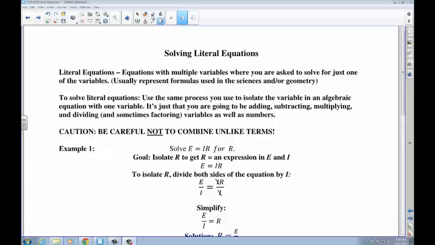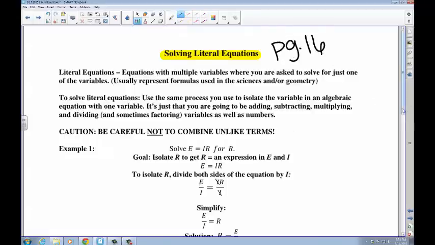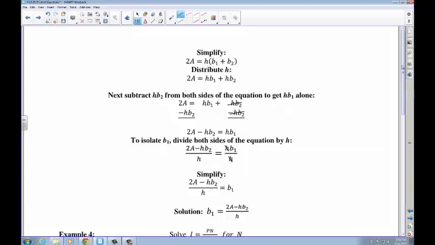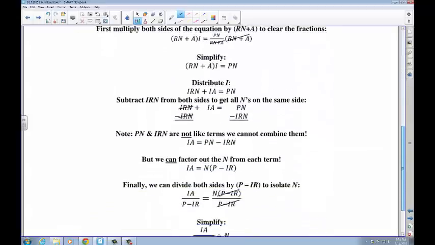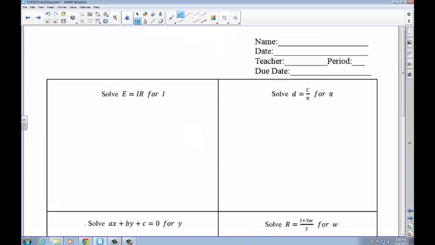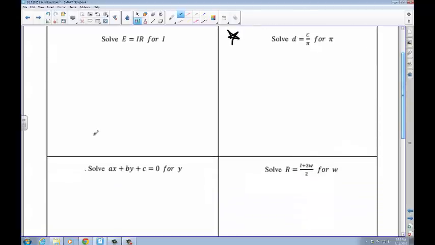Solving literal equations. This sheet that is in front of you is glued into your composition book on page 16. In case you need to refer back to instructions, you have 2 sheets worth of how to isolate a variable when you have more than one variable. We did some practice problems in class, and this is what your homework looks like. You have 6 problems. I will do this one for you and this one. That's what we're looking at for the video.